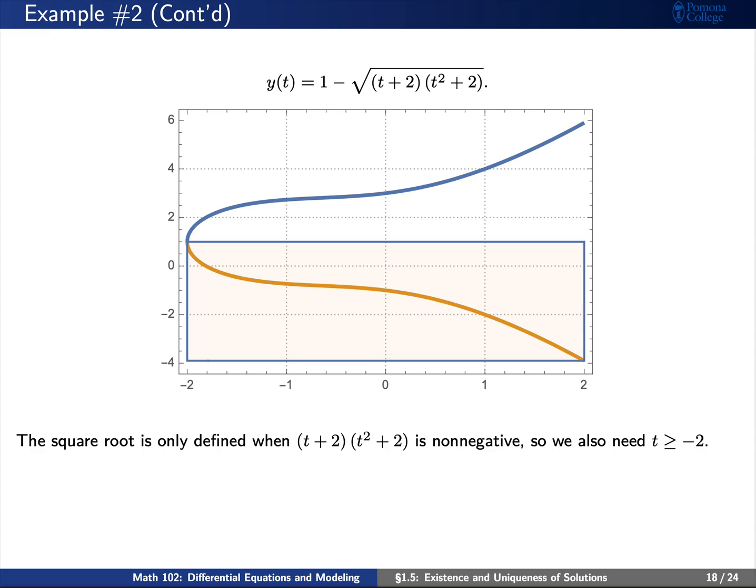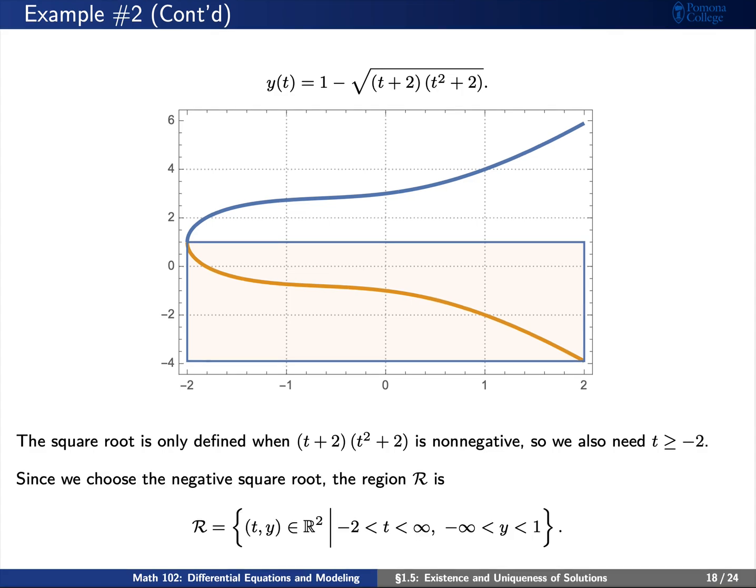If you stare here at the box that's on the screen, we see that that box is indeed the region R. That is, t must be greater than negative 2, and therefore we see that y has to be less than 1. The reason it has to be less than 1, of course, is that y of t is equal to 1 minus the square root. So the box that you see on your screen, the box that encloses the gold part of the graph, actually must be the region R.